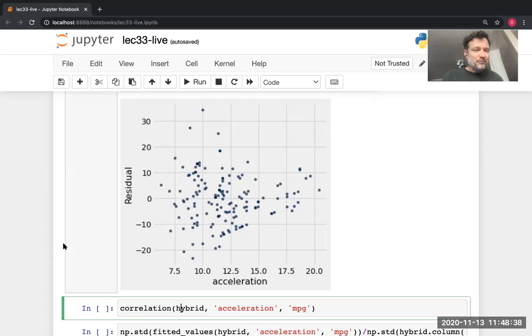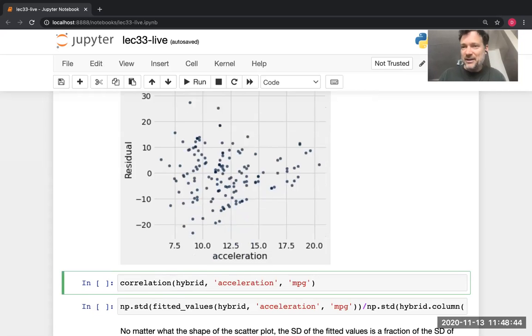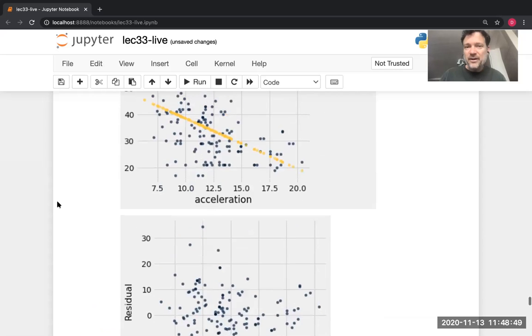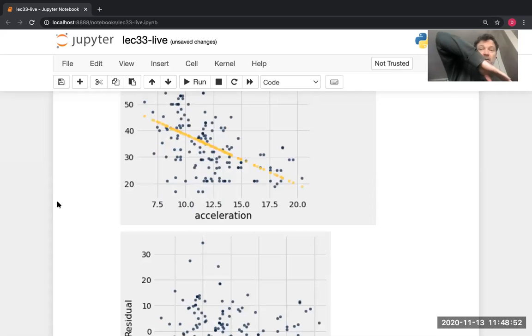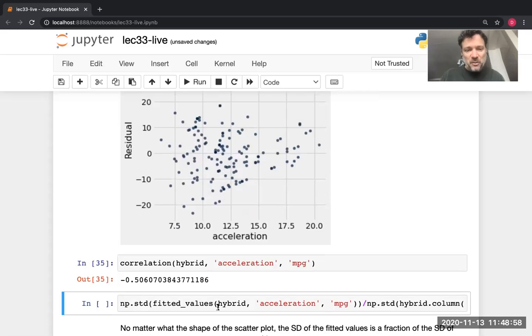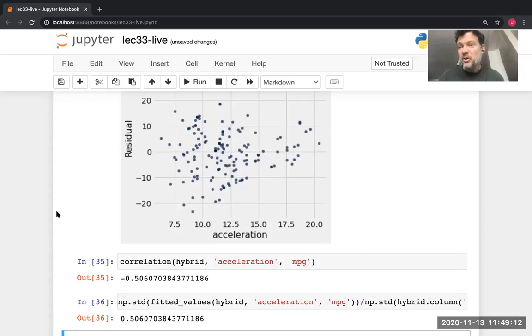We're going to look at the correlation coefficient, and we're going to look at the ratio between these standard deviations. So there's the correlation coefficient. It's negative this time, negative 0.5, because this is a negative association. That's a downward sloping line. And then we're going to look at the ratio between the standard deviation of the fitted values, the predicted values, and the standard deviation of the actuals. If we look at that ratio, by our previous pattern, this should be negative 0.5. But wait, it can't be negative because standard deviations are always positive. So the ratio of two positive things has got to be positive.